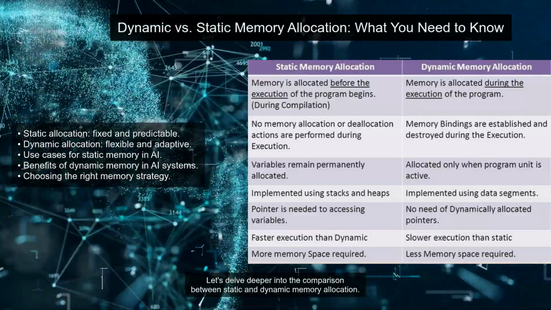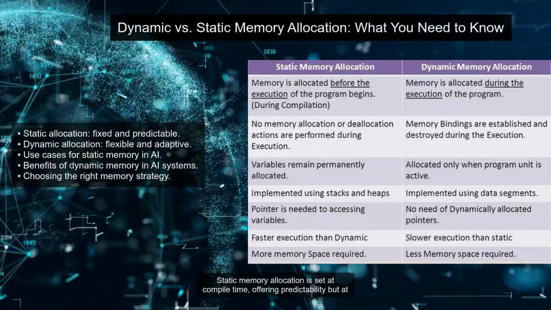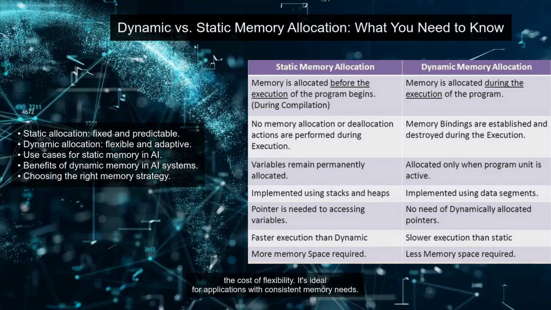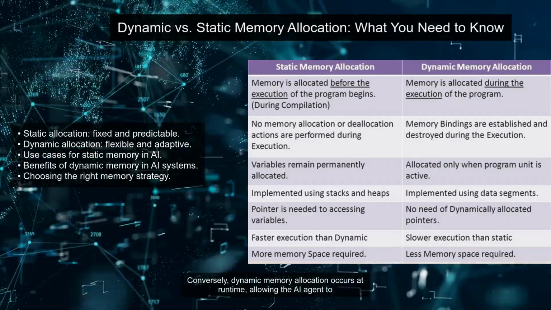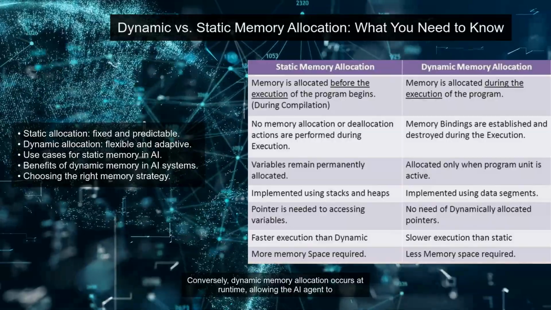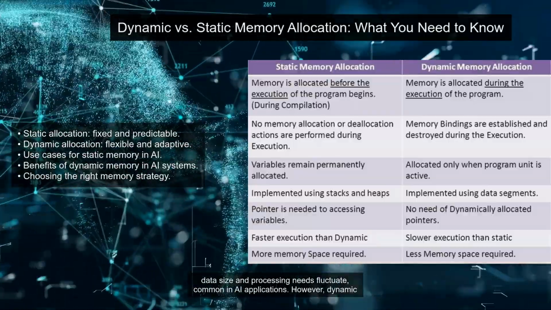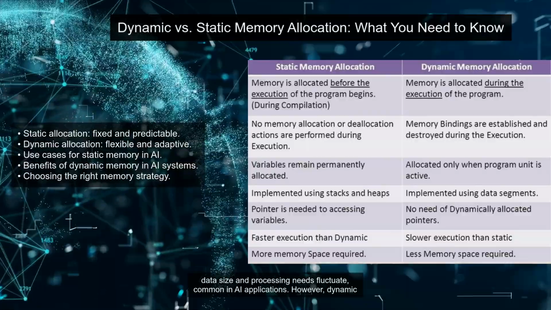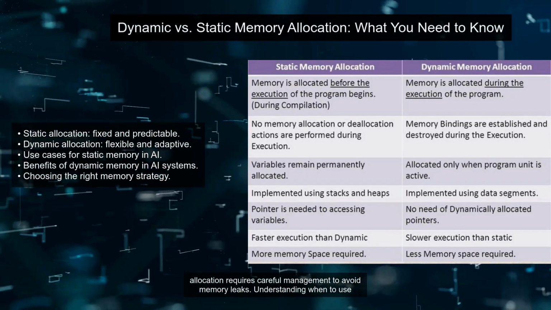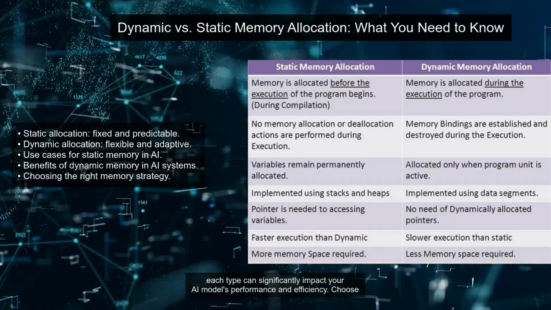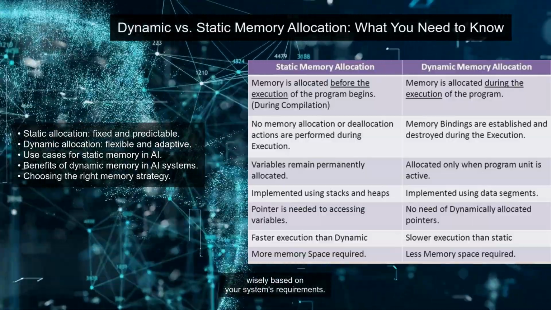Let's delve deeper into the comparison between static and dynamic memory allocation. Static memory allocation is set at compile time, offering predictability but at the cost of flexibility. It's ideal for applications with consistent memory needs. Conversely, dynamic memory allocation occurs at runtime, allowing the AI agent to adapt to varying data loads. This flexibility is key in environments where data size and processing needs fluctuate, common in AI applications. However, dynamic allocation requires careful management to avoid memory leaks. Understanding when to use each type can significantly impact your AI model's performance and efficiency. Choose wisely based on your system's requirements.